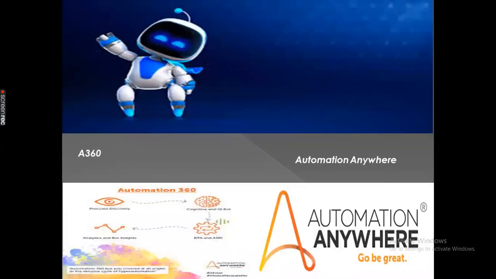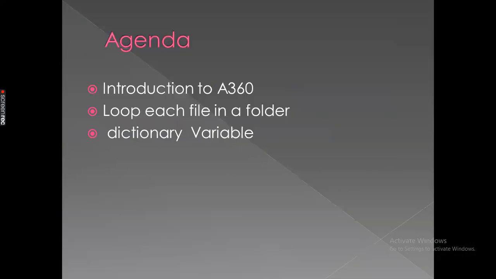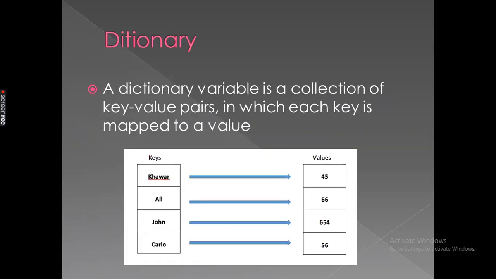Today we are going to learn how to loop each file in a folder and the dictionary variable concept. A dictionary variable is a collection of key value pairs in which each key is mapped to a value. Let's get started.